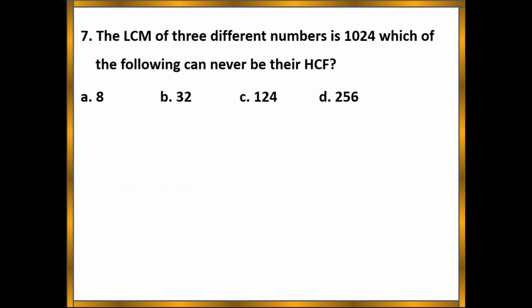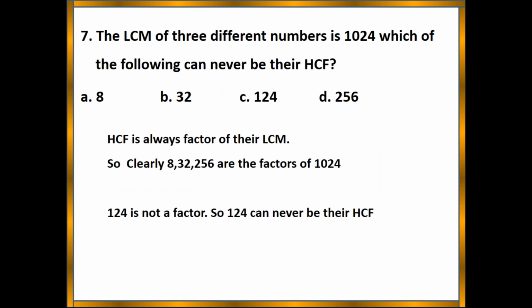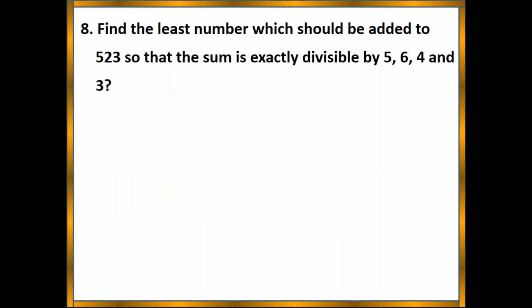The answer is directly, ma, 124. Next one. Find the least number which should be added to 523 so that the sum is exactly divisible by 5, 6, 4 and 3.